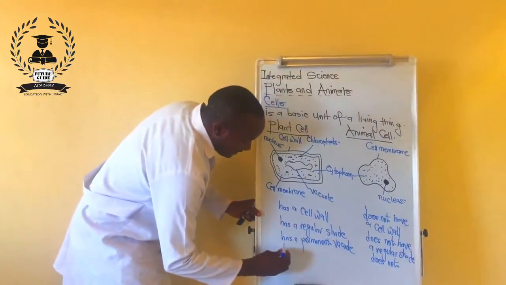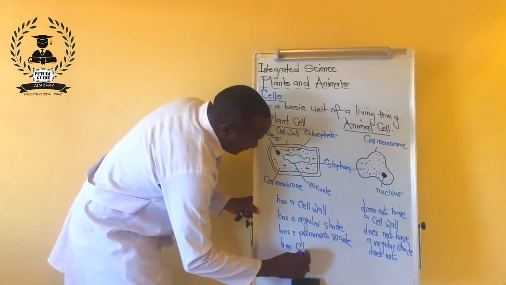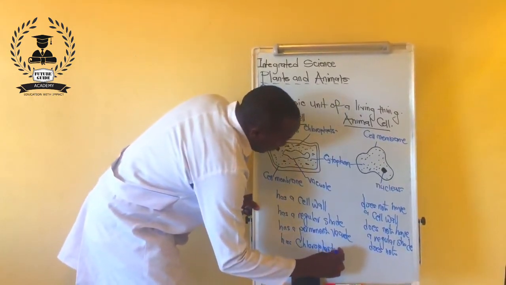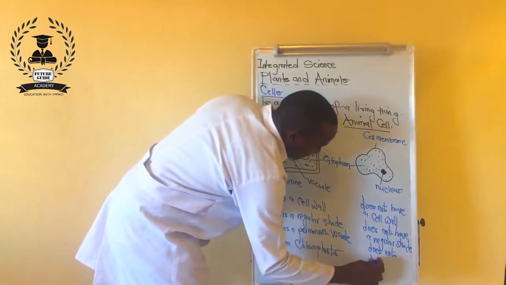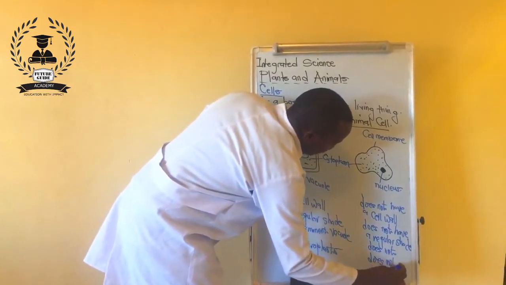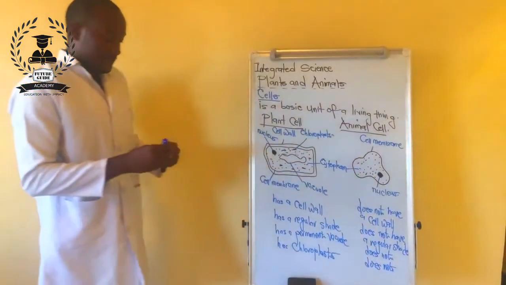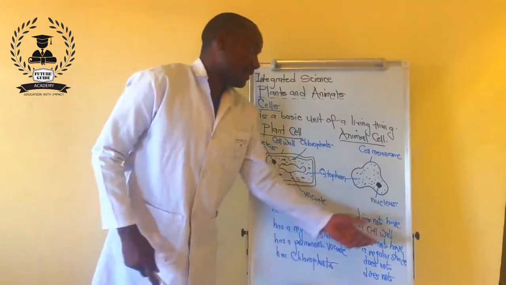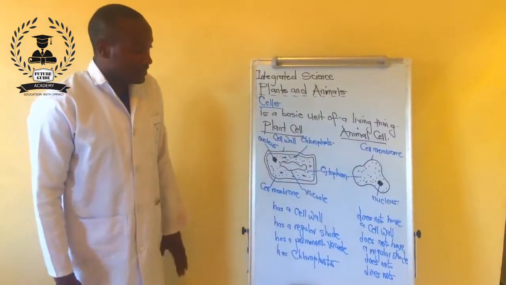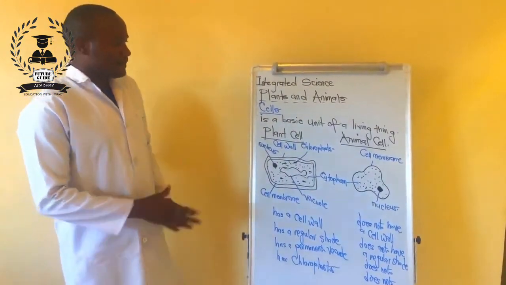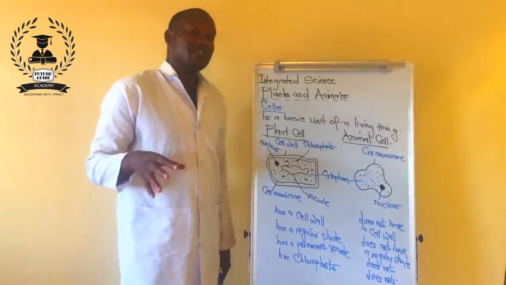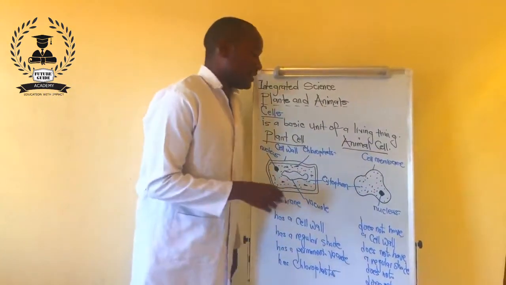So this has chloroplasts, whilst this one does not have chloroplasts. Again, the other difference also is that a plant cell is large in size, whilst the animal cell is small in size. Now, we also talked about some of these parts. Now, let us mention some of the specific functions of each and every part.